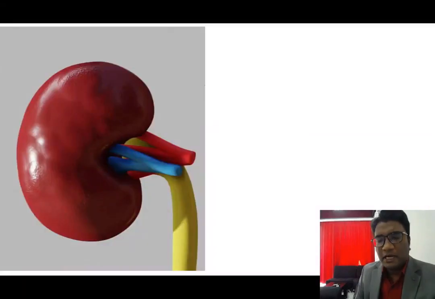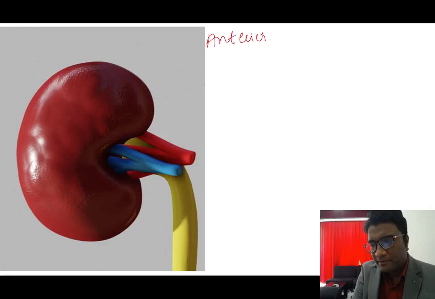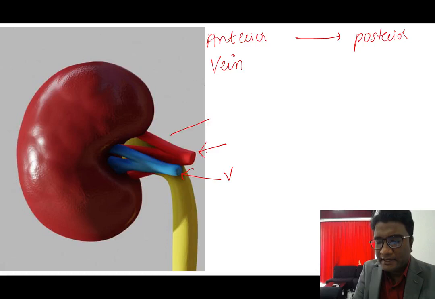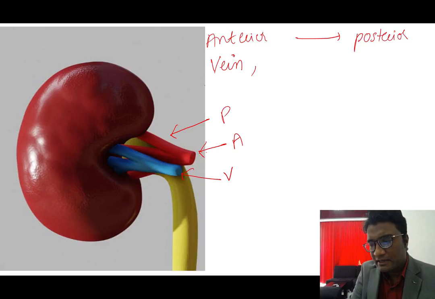And you need to remember how the structures are arranged in the hilum of the kidney. Remember, in the hilum of the kidney, when you see the structures from anterior to posterior direction, what are the structures that we see? We see a renal vein, which is the most anterior structure. So in the hilum, the most anterior is the vein. Next is the artery, and posteriorly is the pelvis. So from anterior to posterior, we have vein, artery, and the renal pelvis. The most posterior would be the renal pelvis.